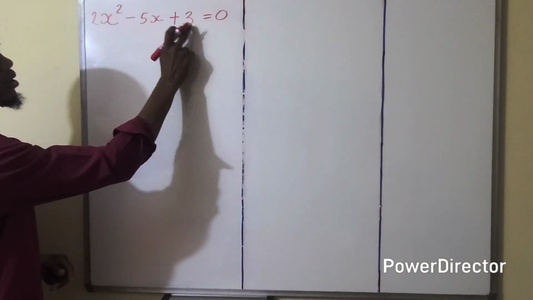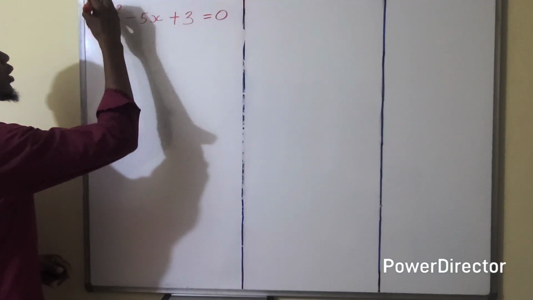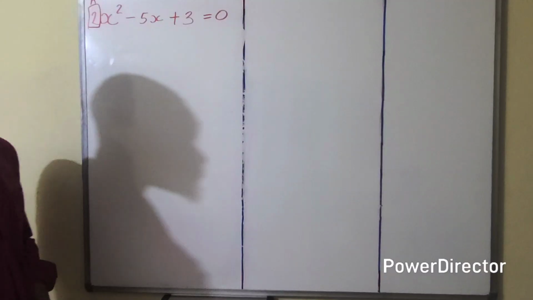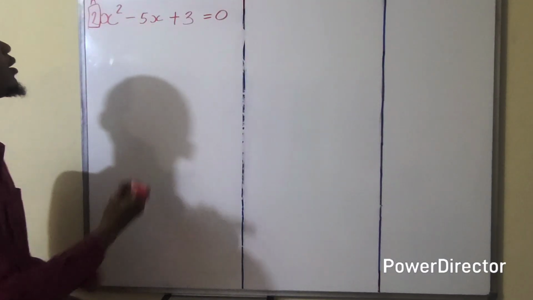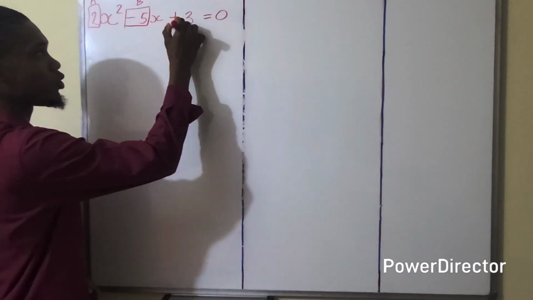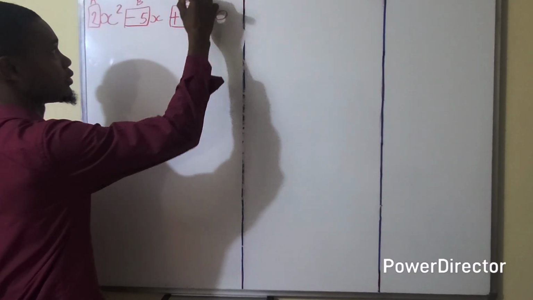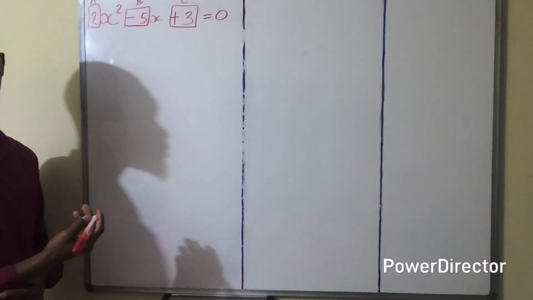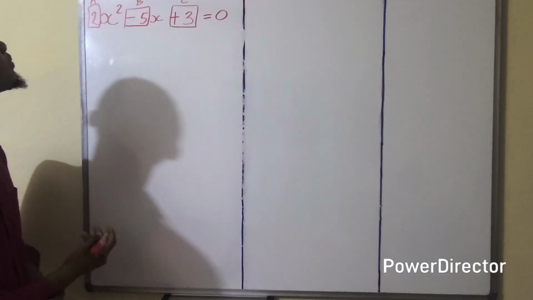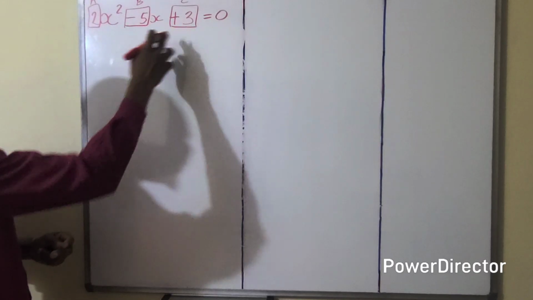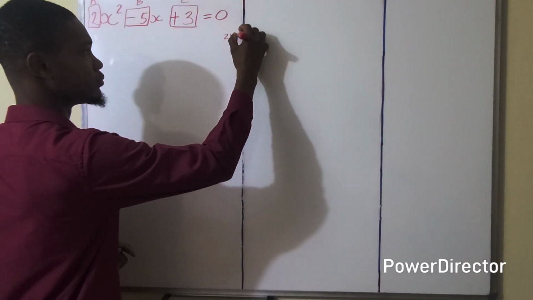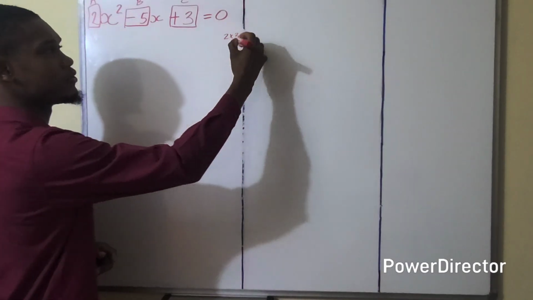So the coefficients of each part: A is always the coefficient of x squared. B is the coefficient of x. And C is the constant. Now, once you label those, you find the multiple of AC. So you'll multiply A and C. In this case, A is 2, C is 3. So you say 2 times 3, and that would give us 6.